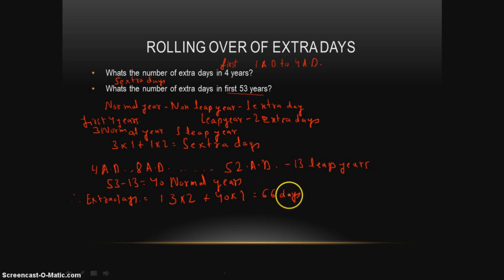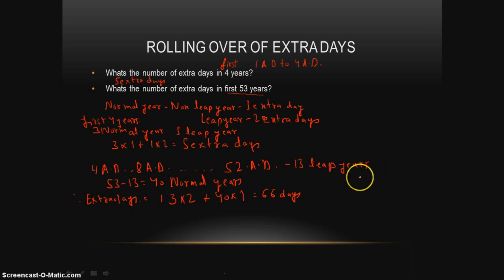Instead, it is something else. That's where the concept of rolling over of extra days comes. So the way it works is that if you have less than 7 extra days, it's fine. But think that if you have, say, 7 extra days, then your 7th extra day comes back to the same day. For instance, if you are calculating 7 extra days from a Sunday, then the 7th day from a Sunday is again a Sunday, and the 8th day from a Sunday is again a Monday.